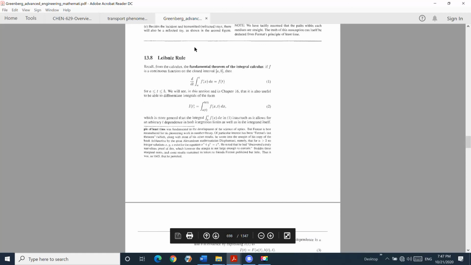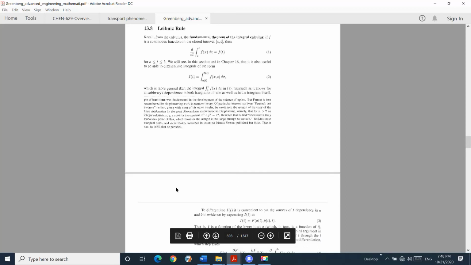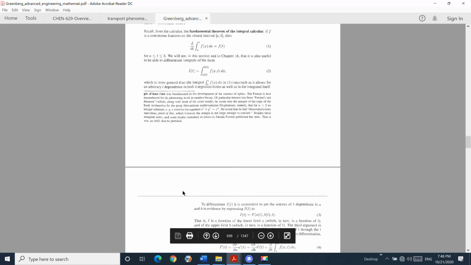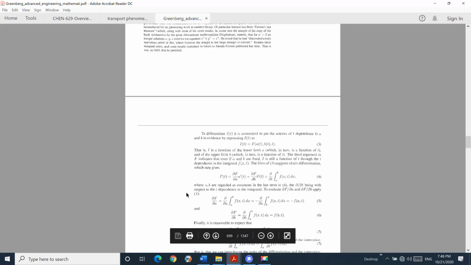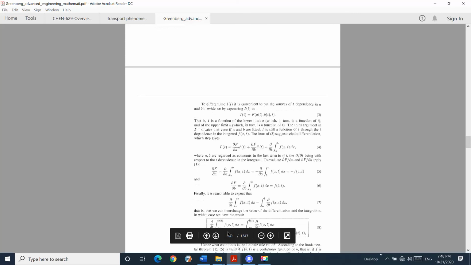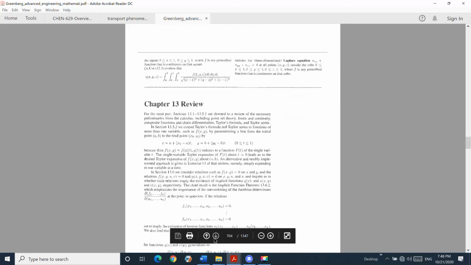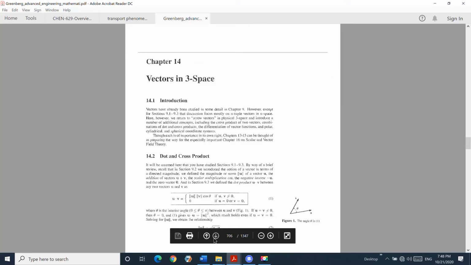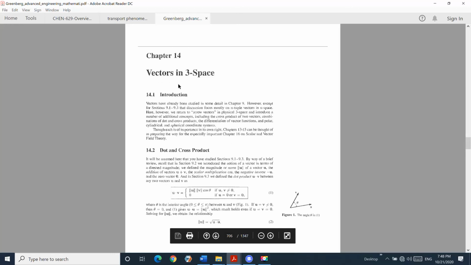So basically, all the things I mentioned here, later we will come back, and when we need more detailed knowledge, we will read and explain in more detail. But now I just want to mention the concepts we are going to utilize in transport phenomena, conservation law derivations, and so on. So this is actually the end of chapter 13.